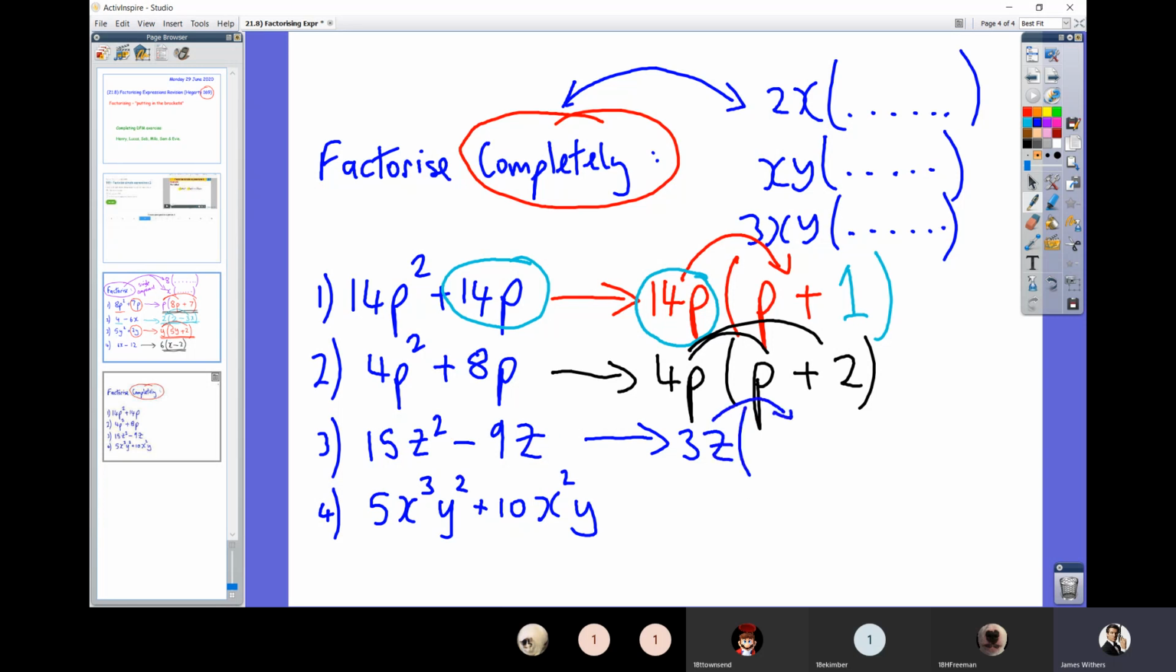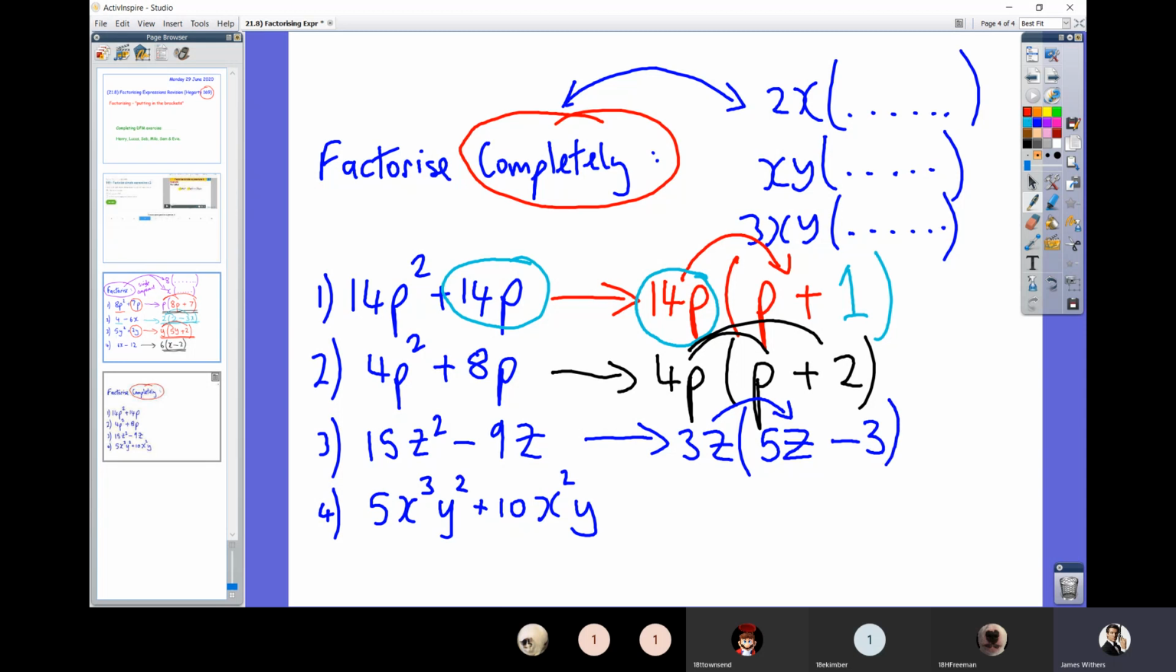I should be careful here. Take it bit by bit. Start off with the numbers. 3 times what gives me 15? That's a 5. Z times what gives me z squared? That's another z. Get your sign right. 3 times what gives me 9? That's 3. Do I need anything else? No, I don't, because 3z times 3 gives me 9z. Don't need anything else. My work is done.